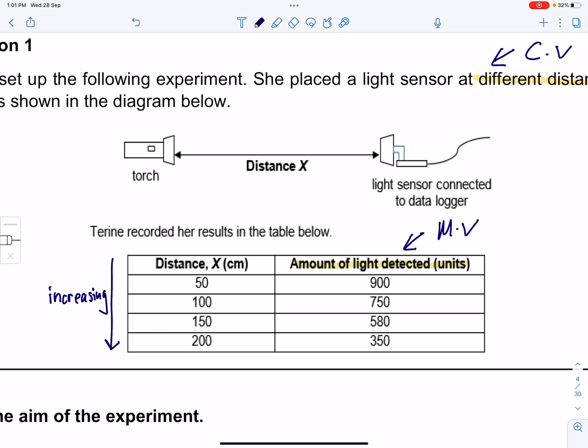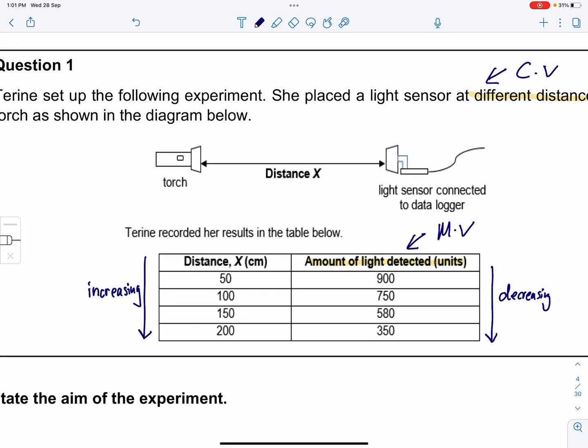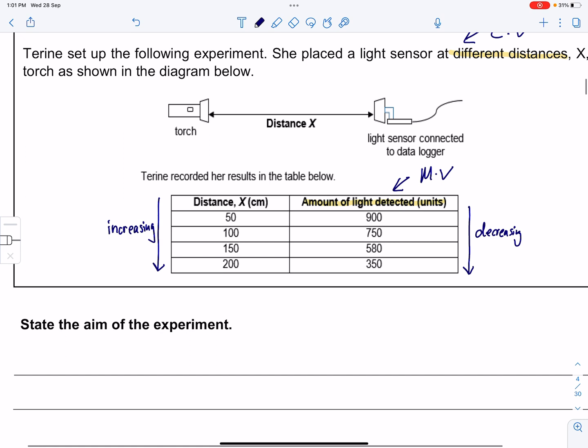And then you do the same for the other side. So if you take a look at it, 900, 750, 580, 350. If you were to read it in the same way, this is not increasing, but it's actually decreasing. Right? So from here we really know the relationship. As distance x increases, the amount of light detected by your light sensor actually decreases. Alright?